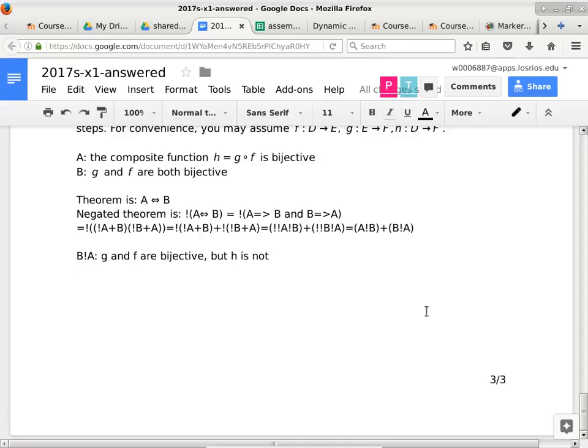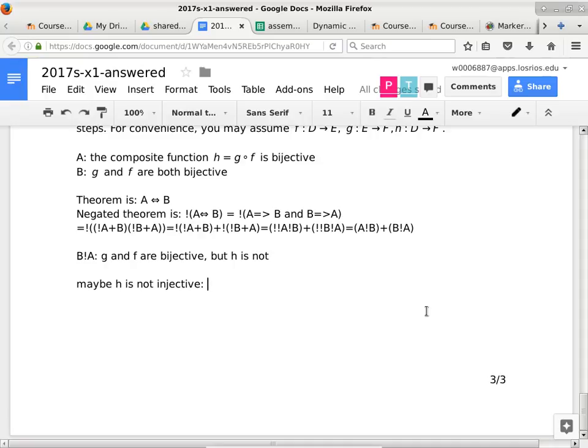How can H be not bijective? It can be not bijective in two different ways. It can be not bijective because it is not injective. It can also be not bijective because it is not surjective. So in the case of maybe H is not injective, what does it mean? There exists at least one element such that, and so on. If H is not injective, it means it does not map the elements in the domain to unique elements in the codomain, right?